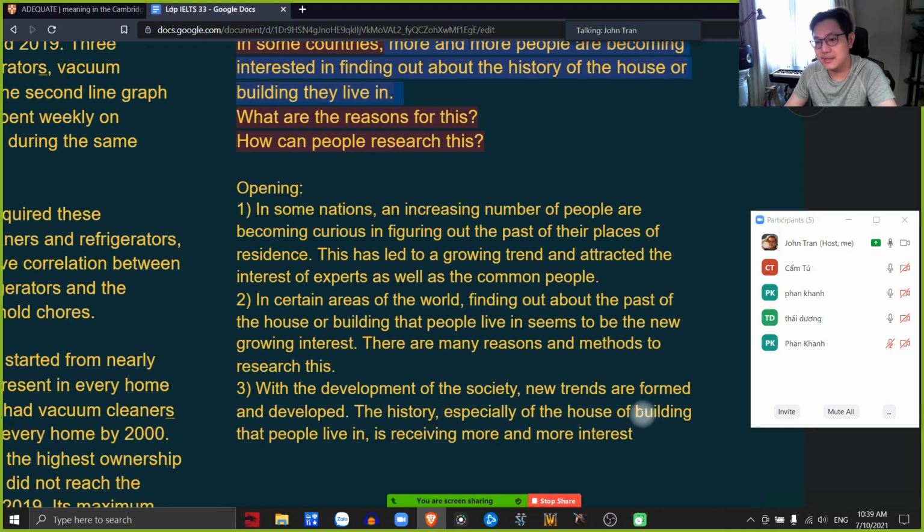The history, especially of the house or building that people live in, is receiving more and more interest. And then in some countries.